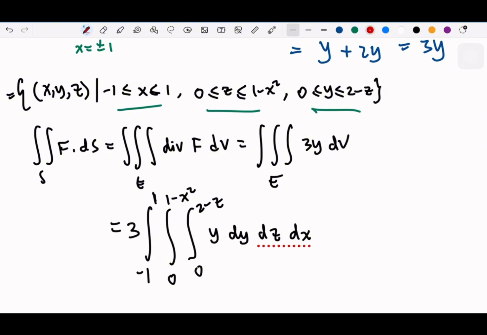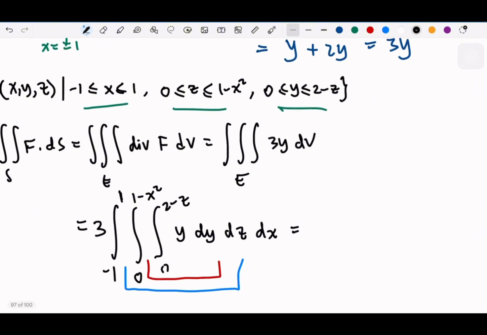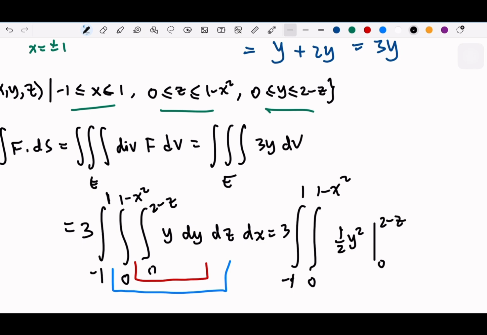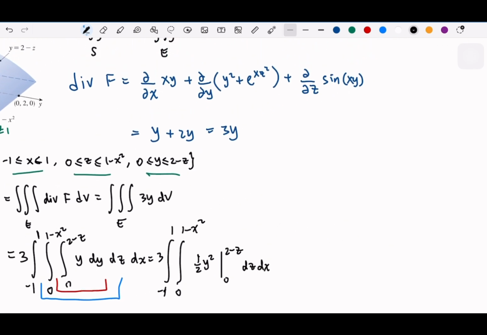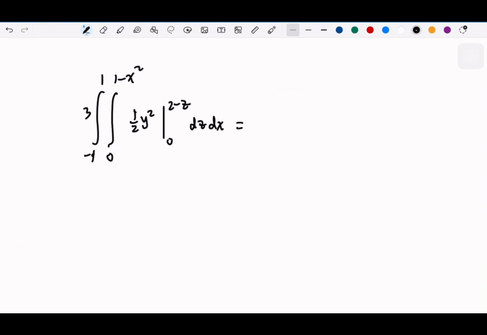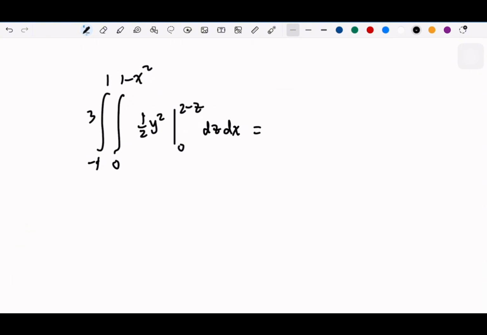And I think we can do it slowly from the inside, and then the second one, and then the last one. Okay. So we can directly see this will be negative 1 to 1, 0 to 1 minus x squared, and this will be half y squared, plugging in 0 to 2 minus z, dz dx. So I will copy this. Okay. And then just solve this as usual, one by one from the inside and then the outer integrations.